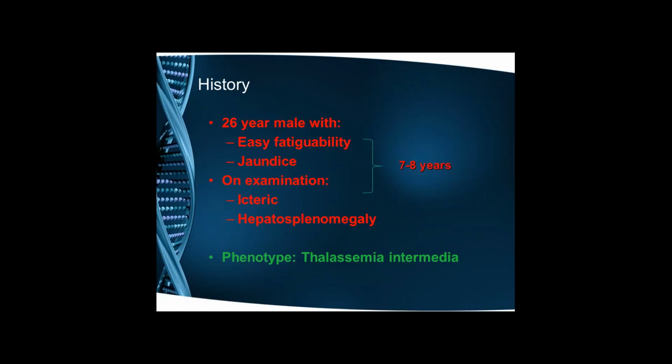The next case. This is a 26-year-old male with easy fatigability, jaundice, and hepatosplenomegaly for the last 7 to 8 years. They say that it's a thalassemia phenotype. When such things come into our mind, there are very few conditions which present with it.